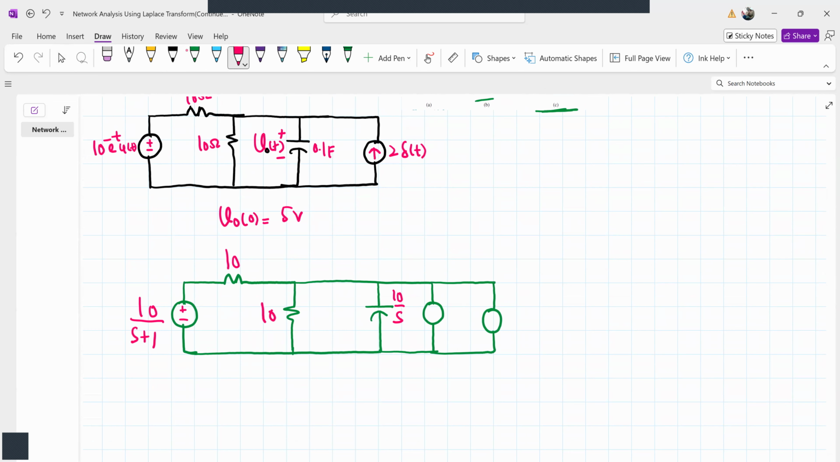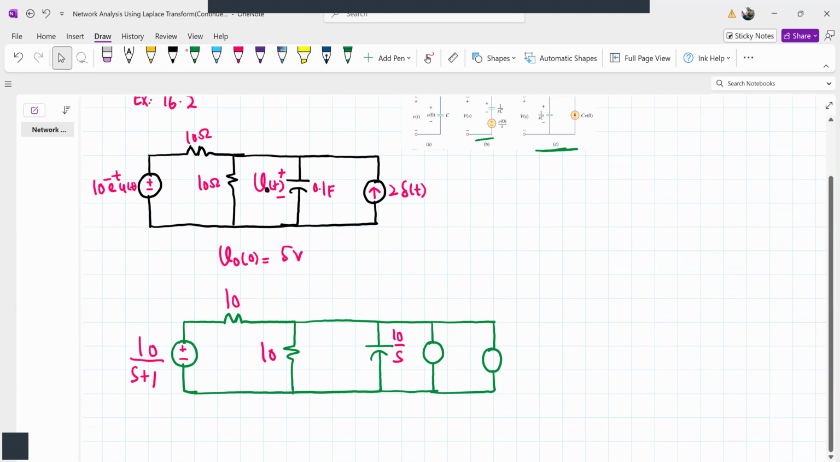Okay. Then we have the C v naught. C is 0.1 and v naught is 5, so that will be 0.5. 0.5 is 1 by 2, so this is 1 by 2 amperes. Then we have one more current source that is given to us. Its value is 2 delta t. Delta t has equivalent Laplace transform 1.